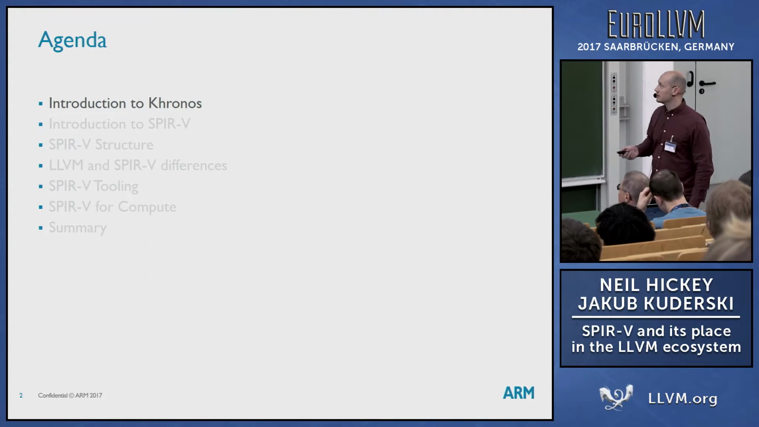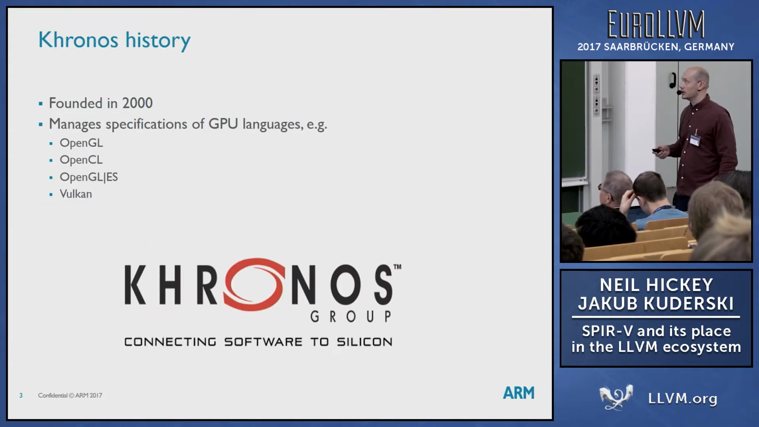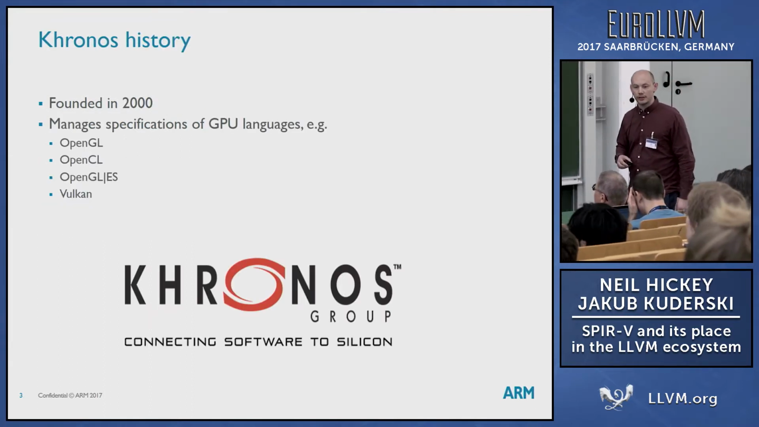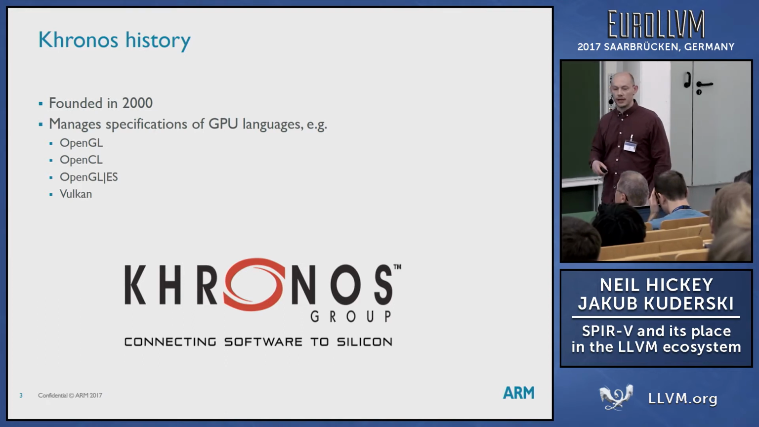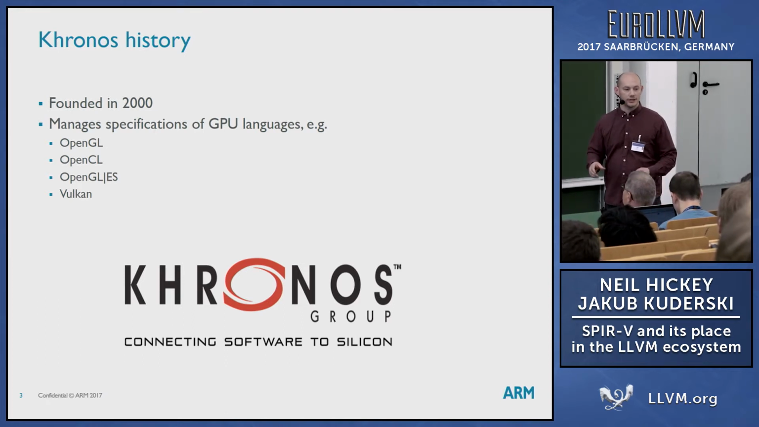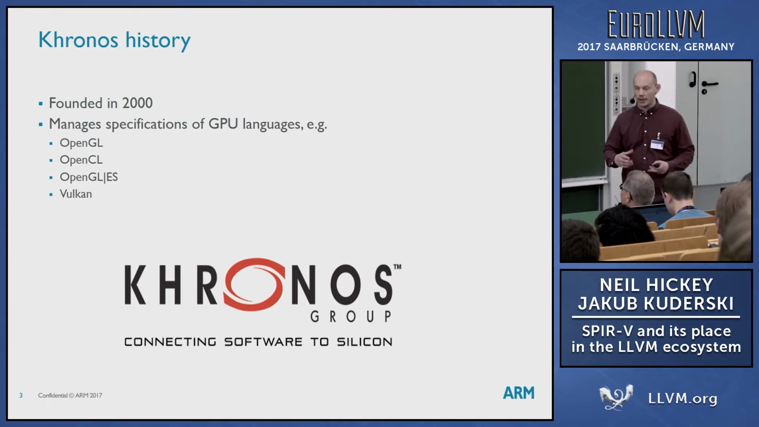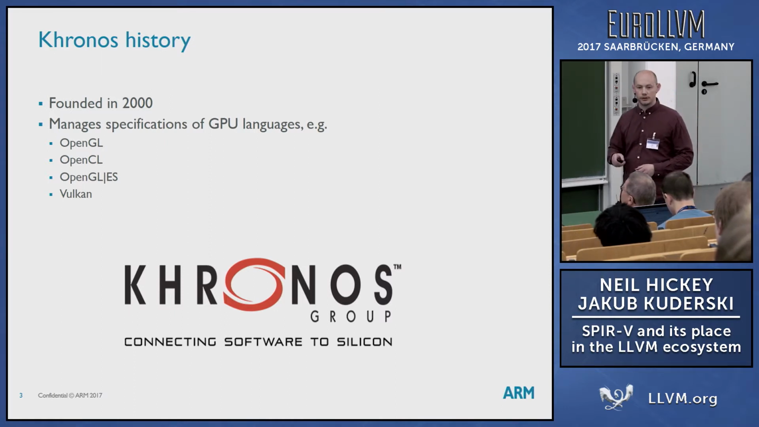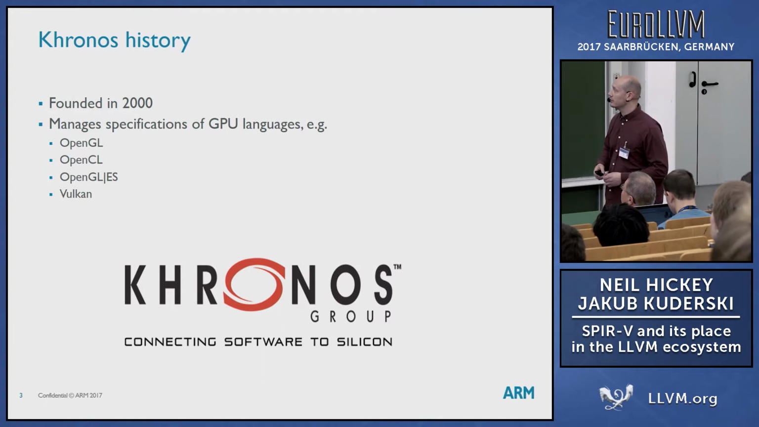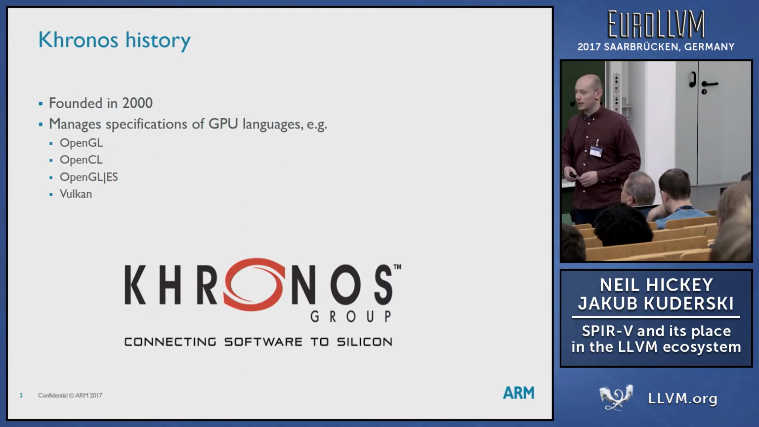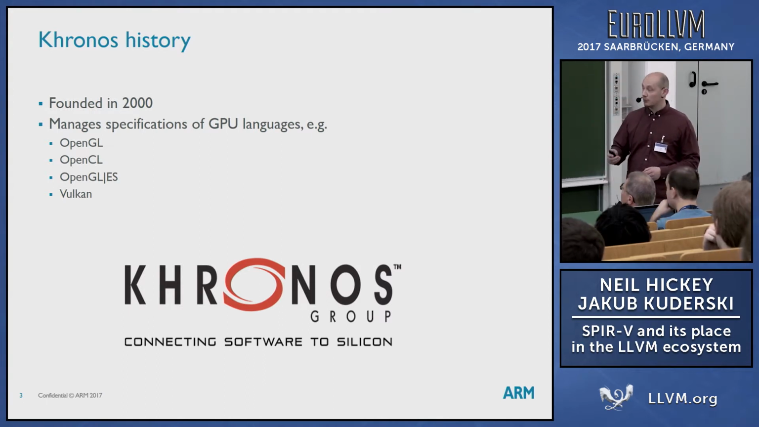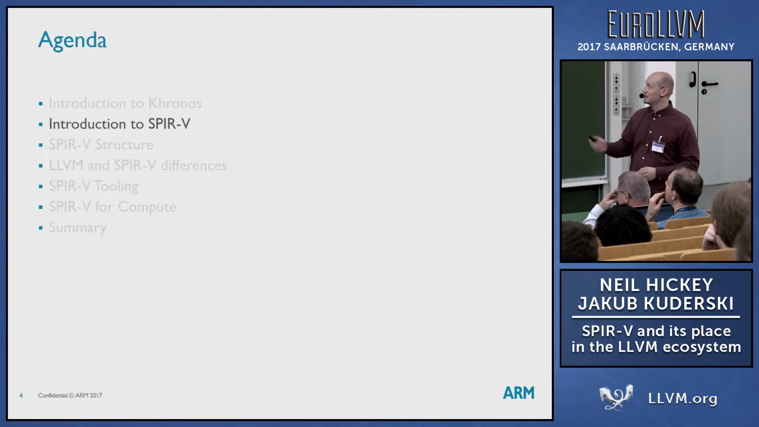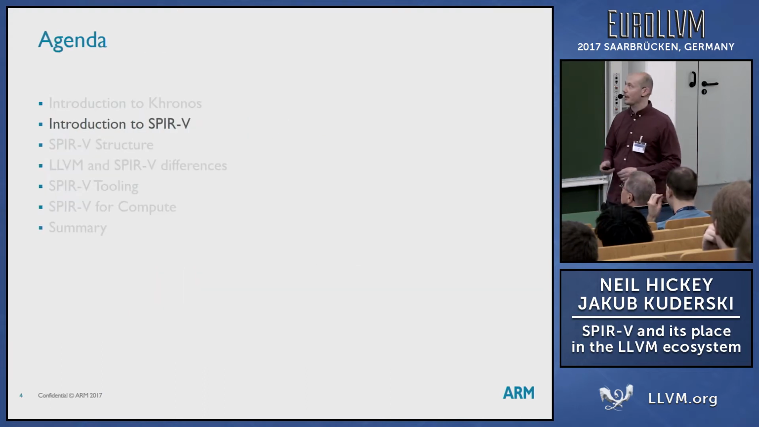So a quick introduction to Khronos, for those who don't know. Khronos is a standards body. It's responsible for producing the APIs and the languages for some of the major APIs that run on GPUs. Mainly OpenGL. They also produce OpenCL standards, OpenGL ES as well, and most recently Vulkan. But most importantly, they produce the SPIR-V spec.